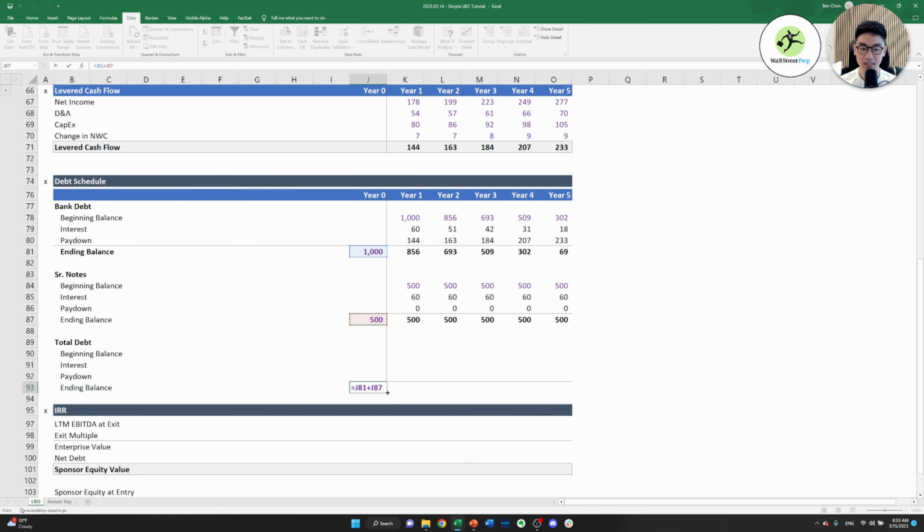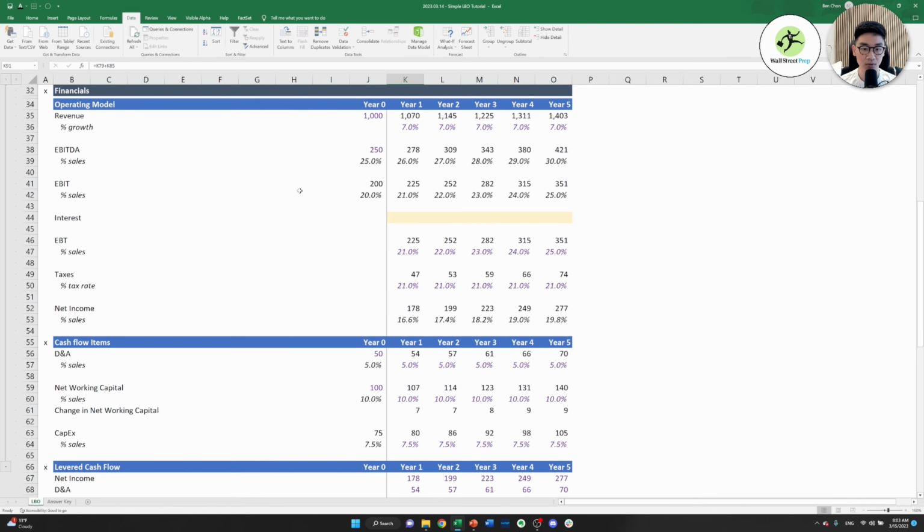So now here we have our total debt, which is our ending balance. For both of these, you just basically add everything up. And since we're just adding everything up, we can just press Alt ESF for our formula, and this will get us to our total debt in terms of beginning balance, the interest we're paying, the pay down, and the ending balance. And now this is where, since we have our interest, we can actually link it back up to our financials to see how much interest we actually are paying.